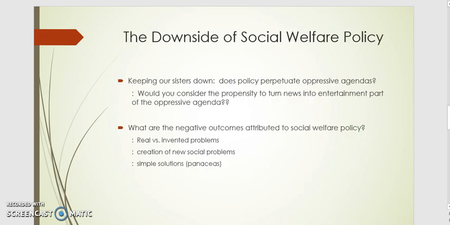Now, there are some downsides to social welfare policy, and it's up to you, especially as an MSW, to use astute judgment and keep a skeptical eye out for how some social welfare policies can actually contribute to oppressing various groups. Part of this has to do with the fact that our priorities may not always be rationally chosen and are often influenced by strong economic, political, and other social forces.